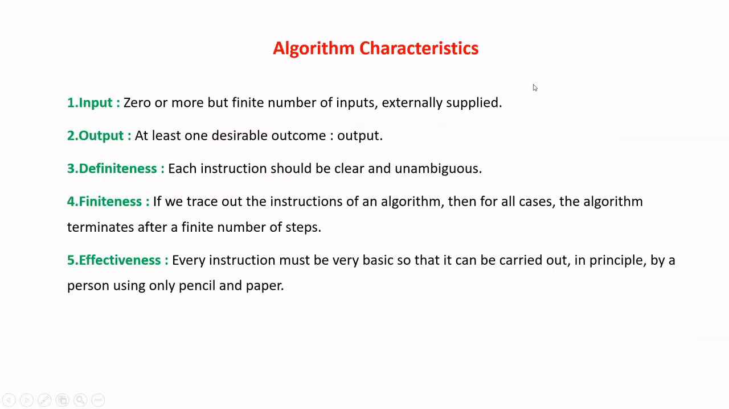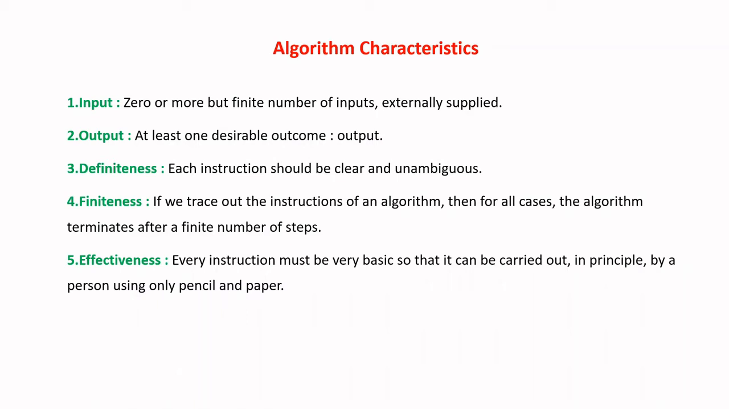So the first characteristic of an algorithm is input. For any type of algorithm there should be 0 or more but finite number of inputs externally supplied. Means for an algorithm there could be 0 inputs or more than 0 inputs. If you consider an algorithm for swapping two numbers, in that case we have to give two numbers as input. But if you want to display a static message, then there is no input for that algorithm. So this is our first characteristic.